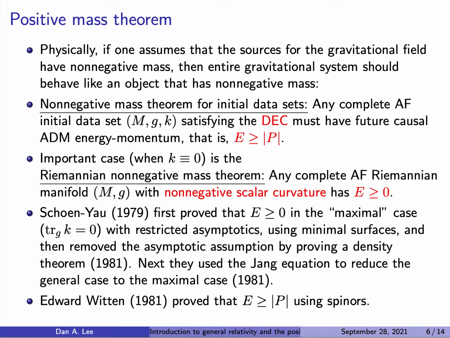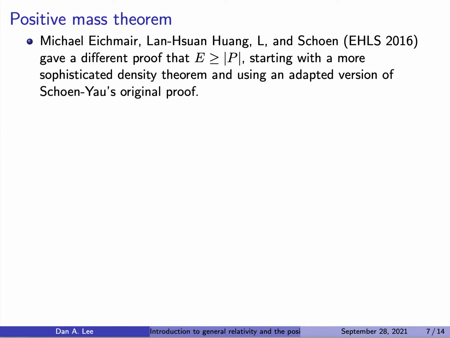Some further developments: together with Michael Eichmair, Lan-Hsuan Huang, and Schoen, we were able to give a different proof that E is greater than or equal to the length of P. The way we did that was we started with a more sophisticated density theorem. But after that, we used an adapted version of Schoen and Yau's original proof. And this is the proof that I'm going to talk about today. I'll give more details about how that proof works.